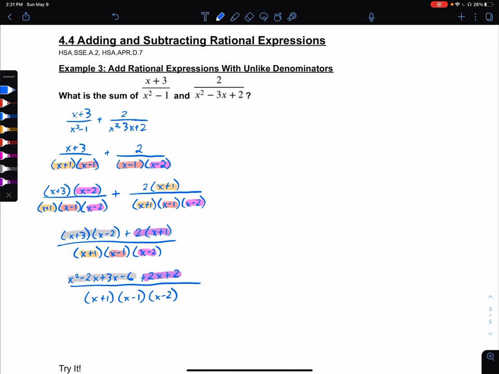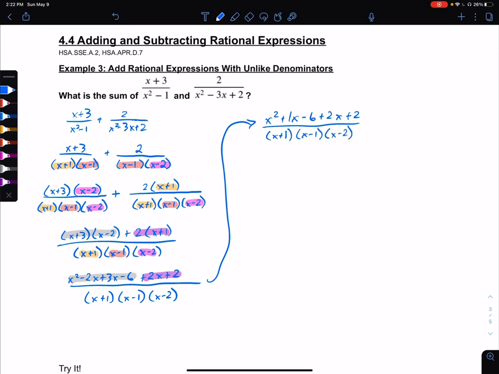Moving forward from here, again, there are different steps. You need to start combining like terms. I'm going to show all the steps. As you get better at this, there are steps you can skip. So I'm going to have x squared here. I'm going to combine the negative 2x plus 3x, which gives me a positive 1x, minus 6 plus 2x plus 2. Then my denominator is just brought along.